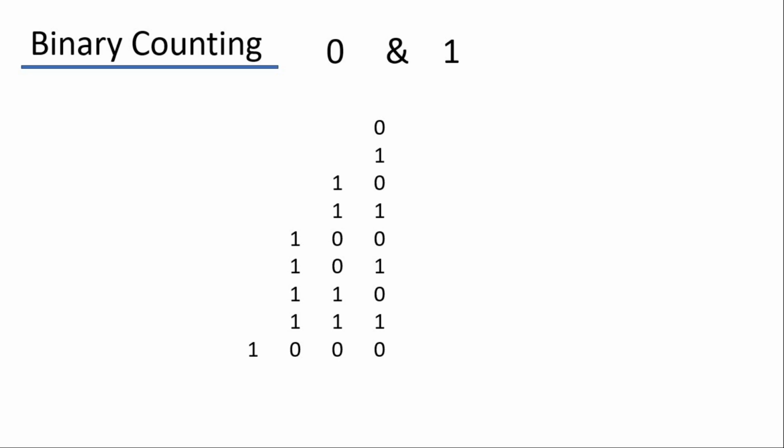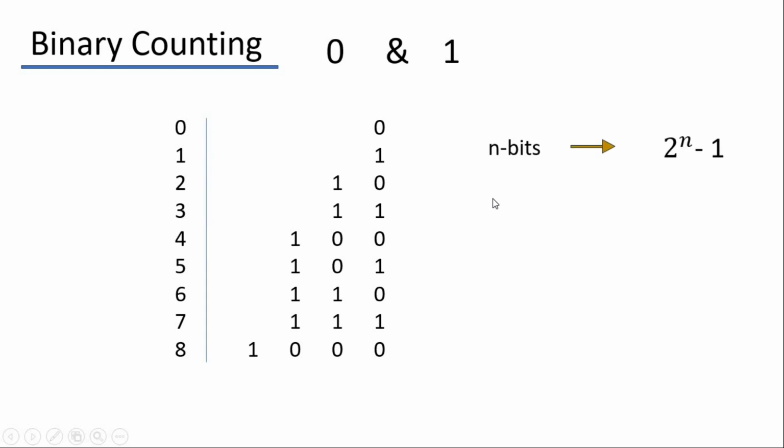And if we convert this counting to decimal numbers, we can come up with the formula for the maximum count. That is, with n number of bits, you can count up to 2 to the power n minus 1. Here, 2 to the power n minus 1 will be our largest or last decimal number by using n bits.